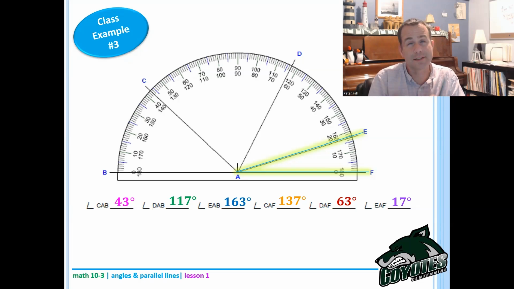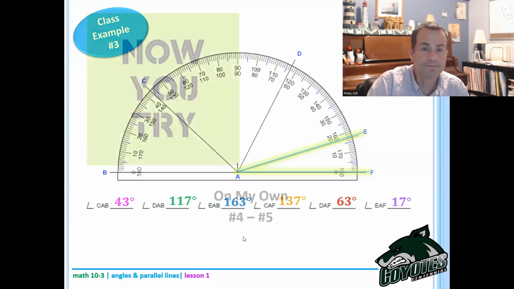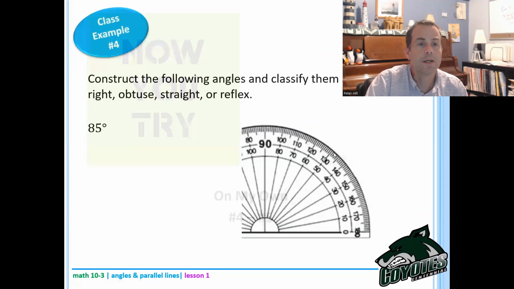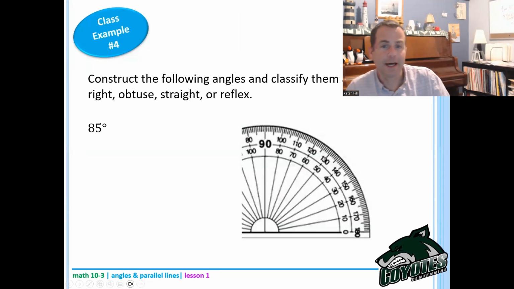Then, once that's lined up, once that's locked in place, you have to decide which scale you're reading, the outside scale or the inside scale. And you always want to start at 0. That's the thing to remember, okay? All right, so you're going to try on your own number 4 and 5. Hopefully you paused me and did that.